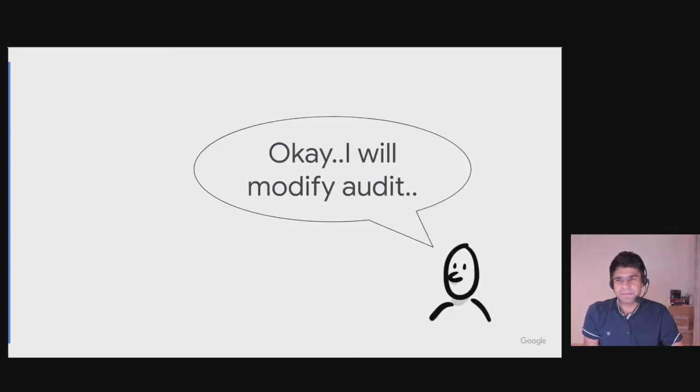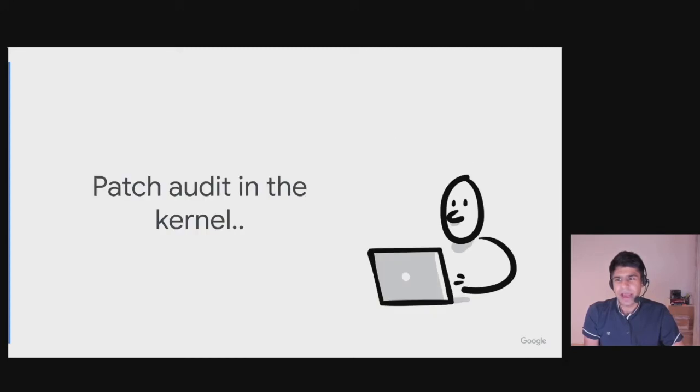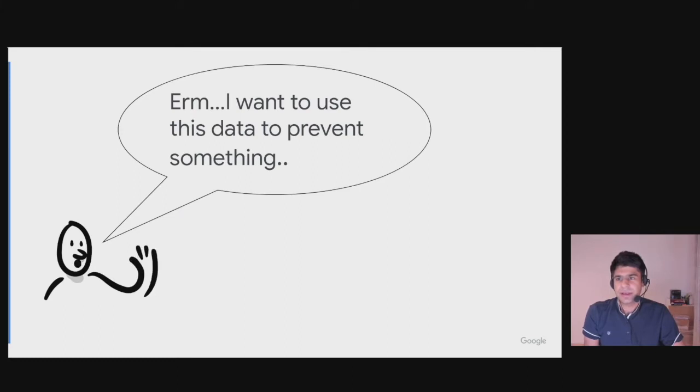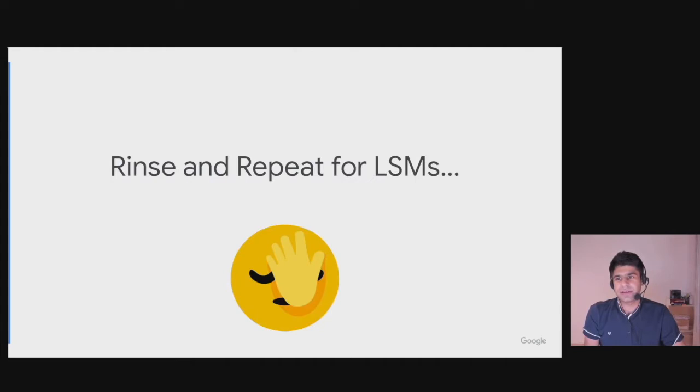So I thought to myself, how hard could it be? I patched audit in the kernel. I updated the audit CTL and the user space policy language. And before I could finish, they came up to me and said, "I want to use this data to prevent some user actions." And reality struck. We cannot do enforcement with audit. So I had to do the same thing again for Linux security modules, like updating the kernel and the user space components and the policy language of SE Linux or AppArmor. Turns out these LSMs or Linux security modules are not very modular after all.